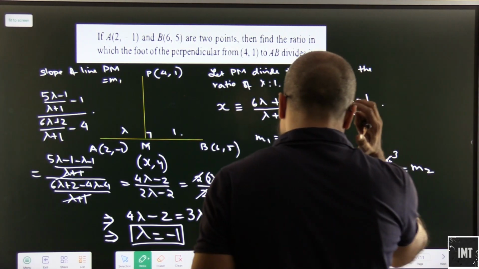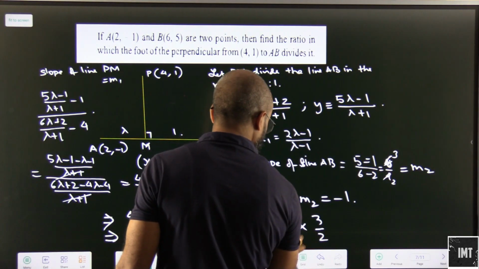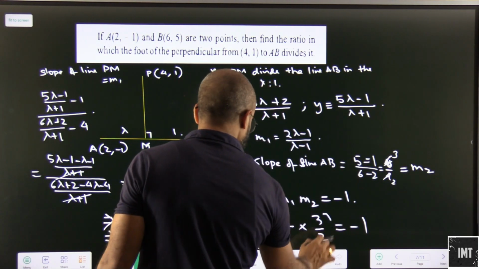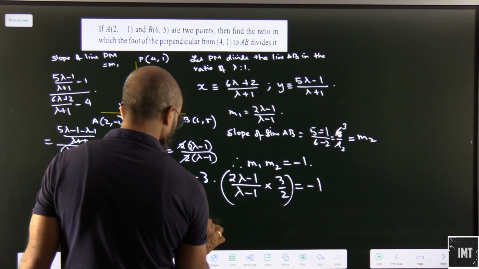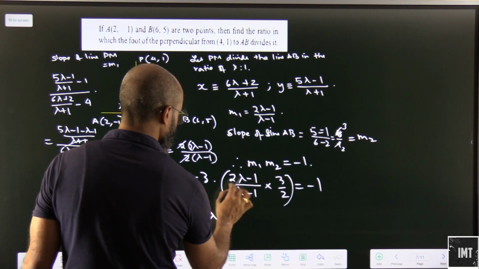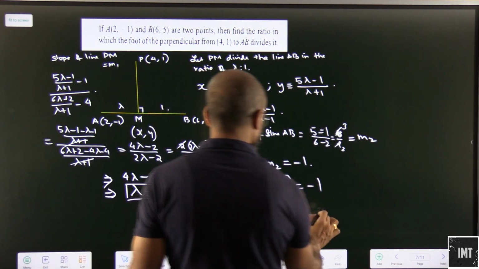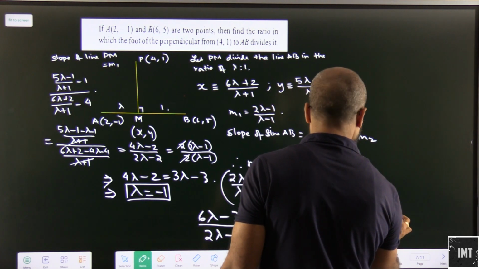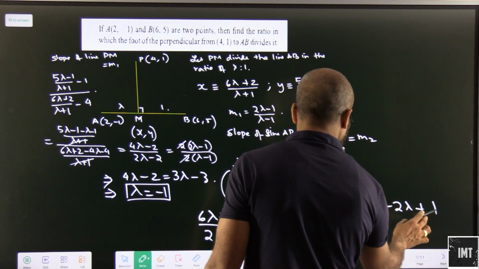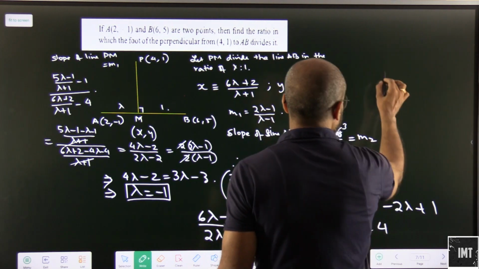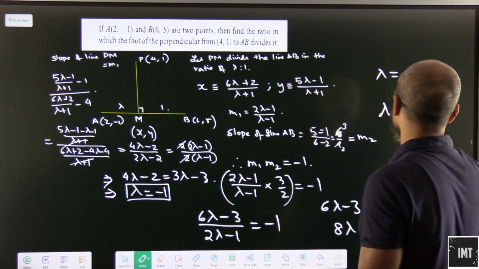Okay, so what was going wrong was that M1 into M2 is minus 1. This means M1 into M2 is equal to minus 1. Now let's solve this. So 3 times (2 lambda minus 1) upon 2 times (lambda minus 1) is equal to minus 1, which gives 6 lambda minus 3 is equal to minus 2 lambda plus 2. So 8 lambda is equal to 4, so lambda is 4 by 8. Therefore lambda is equal to 1 is to 2.